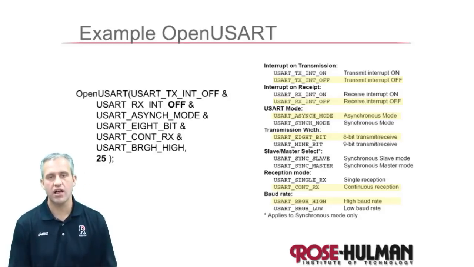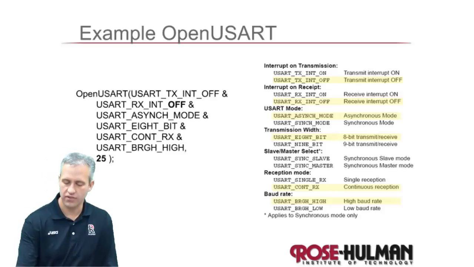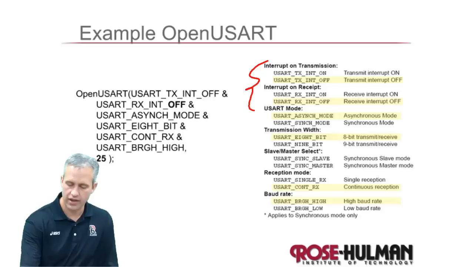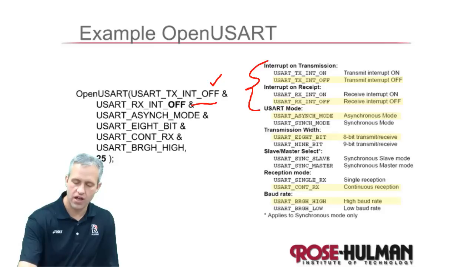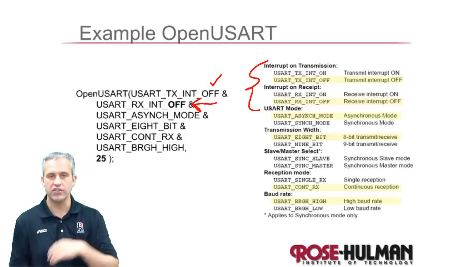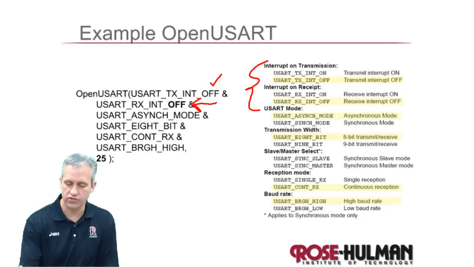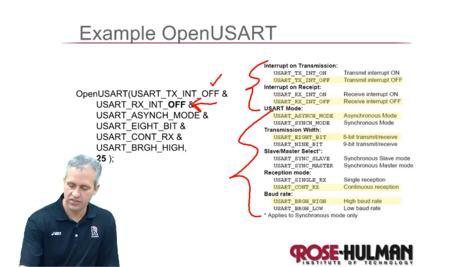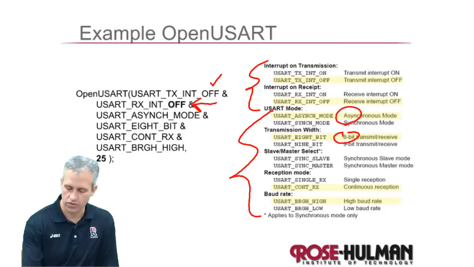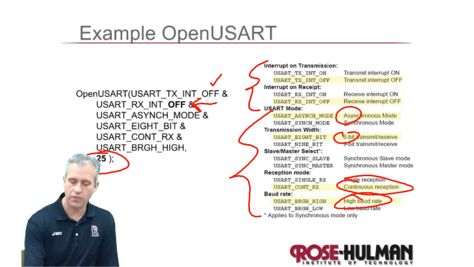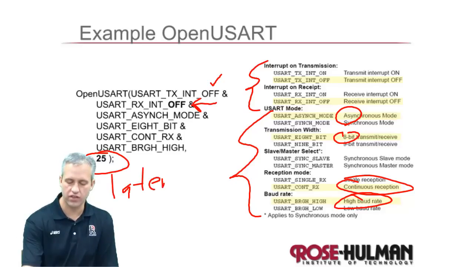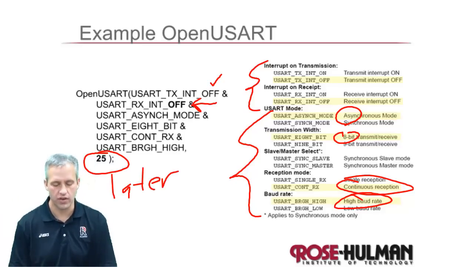OpenUSART has a lot of different commands you can send it. It's got choices just like any library function. It's got things like, do you want interrupts for receive or transmit? For this video lecture, we'll say off and off. Later, we'll change the RX one to on. We'll never use a TX. And then there's some basic setup. So we want asynchronous mode, we want 8 bits, of course, we want continuous, and we want the high baud rate. And then we'll talk about this number later, right? So this has to do with timing. We'll push that to another video lecture.